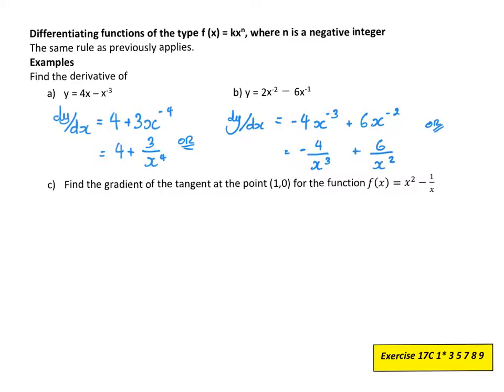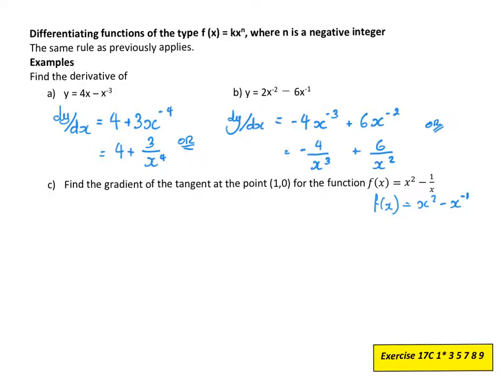Part C wants us to find the gradient of the tangent at the point 1, 0 for the function f of x equals x squared minus 1 on x. Now remember, f of x is equal to x squared minus x to the power of minus 1. That would be the easiest way to look at that. And this question is no different to what we were doing in the previous exercise. You're going to find the gradient at a point, the gradient of the tangent.